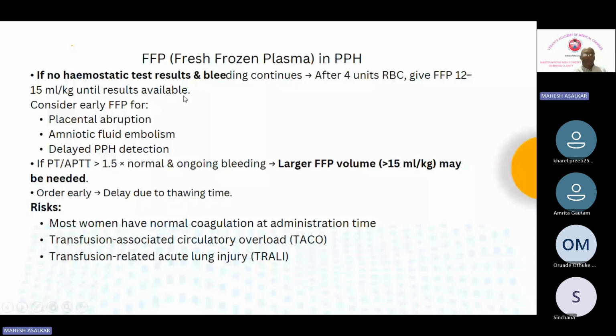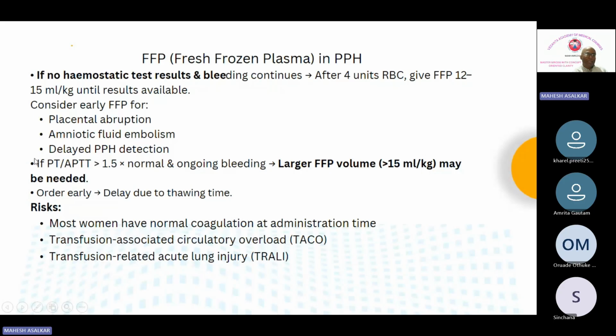Okay, so check the scenario what is given to you, how much the patient has bled, how much the patient has received, whether PT, APTT values are given to you or not. If the PT, APTT values are not available, if the patient has lost the blood and you have given the 4 units of packed red blood cells, then you will give FFP at a rate of 12 to 15 ml per kg until the results are available. And you may give early if there is an abruption, amniotic fluid embolism, and delayed PPH detection.